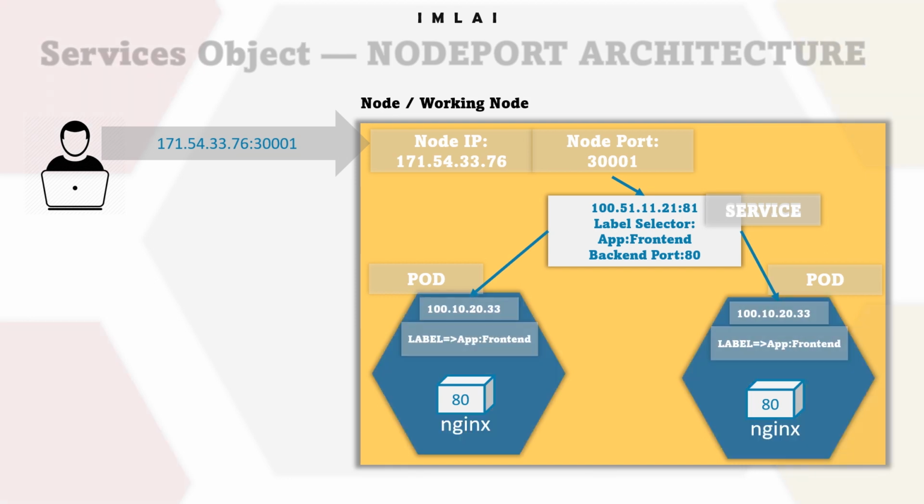Okay, service like a load balancer has a front end port and back end port, but how does it know which port it has to route the request to? So there could be hundreds of ports running like this.